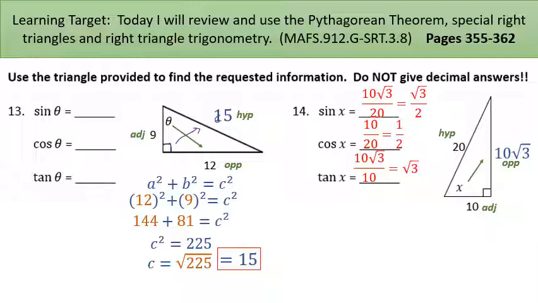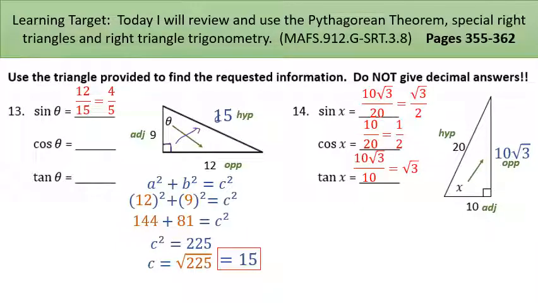All right, so once we have the opposite and the adjacent and the hypotenuse, we can jump into solving this. Sine is opposite over adjacent. That would be 12 over 15, which equals 4 over 5. You always have to simplify this down. Always, always, always.